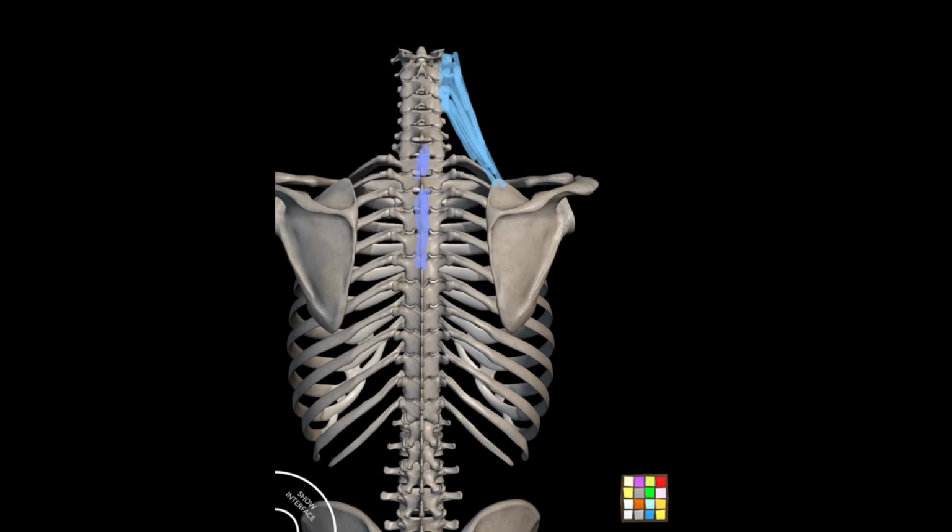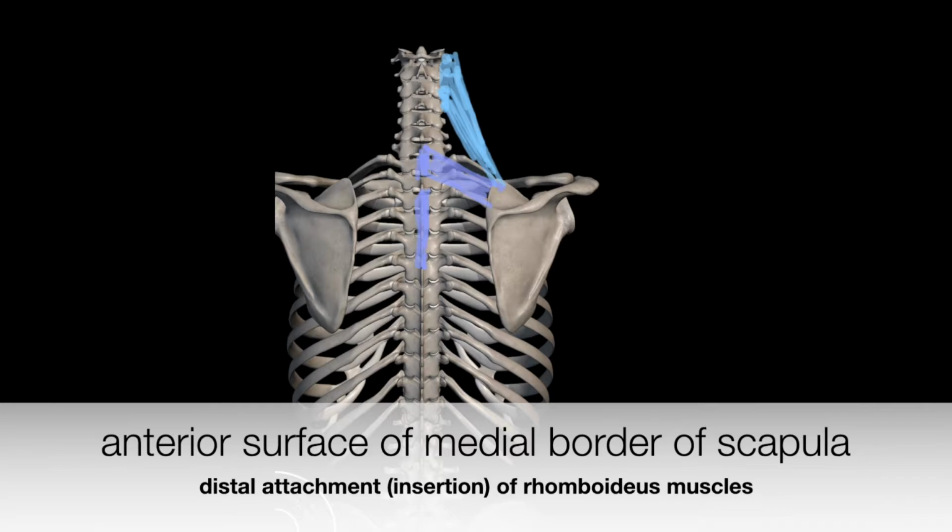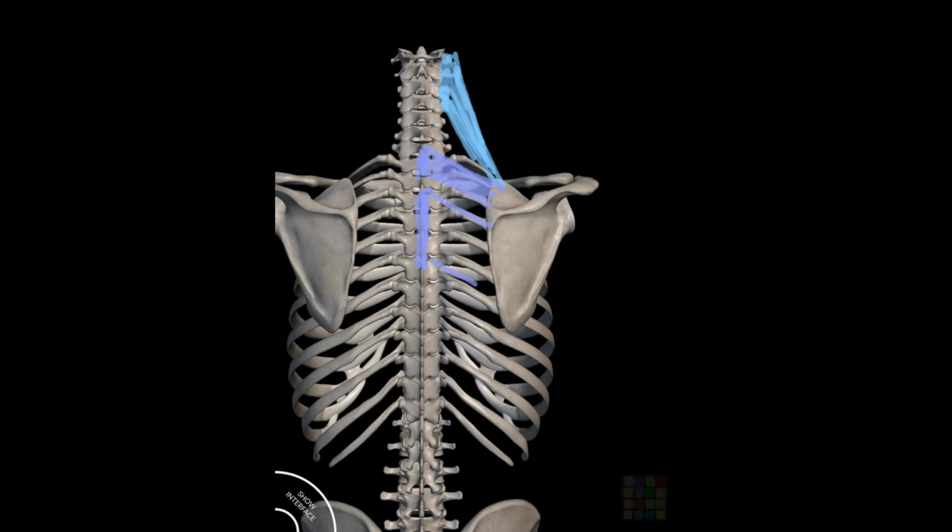And from their proximal attachments, the fibers stretch down to the anterior surface of the medial border, or vertebral border, of the scapula. The action of the rhomboideus muscles is to pull the scapula towards the midline or towards the vertebrae, and that action is retraction of the scapula, as opposed to protraction, which is movement of the scapula in the anterior and lateral direction.